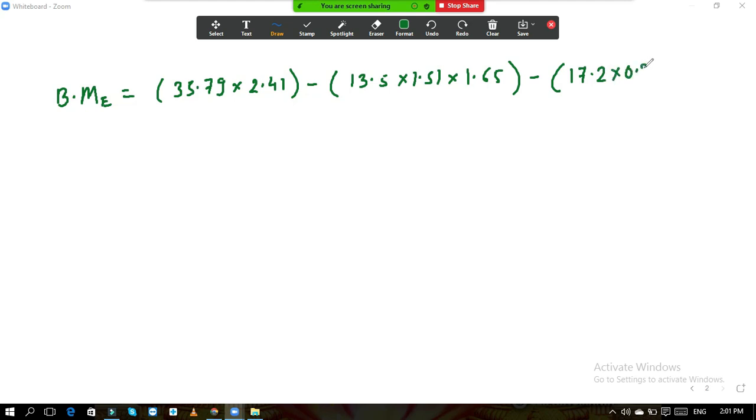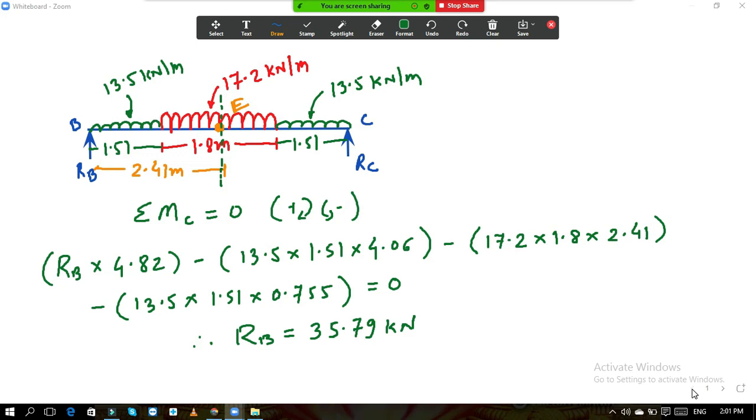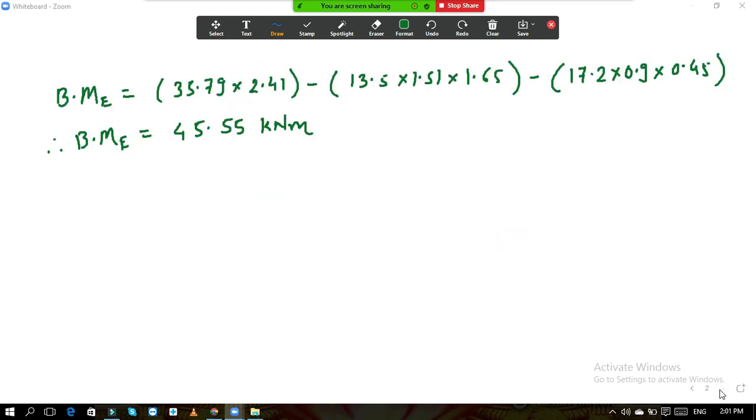So if you write it, it will be 17.2 into 0.9 into 0.45. This is the bending moment. So therefore the bending moment is equal to 45.55 kilonewton meter. Okay. Now which bending moment is greater? What was our first bending moment?